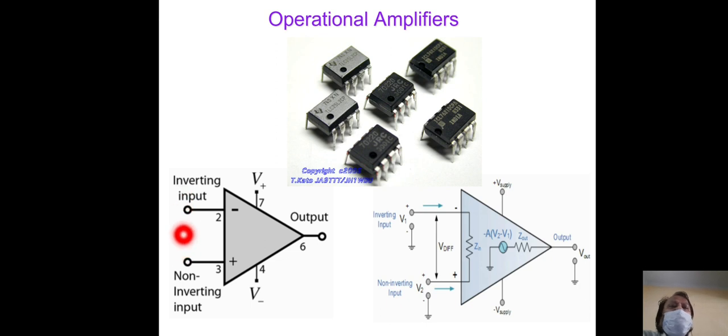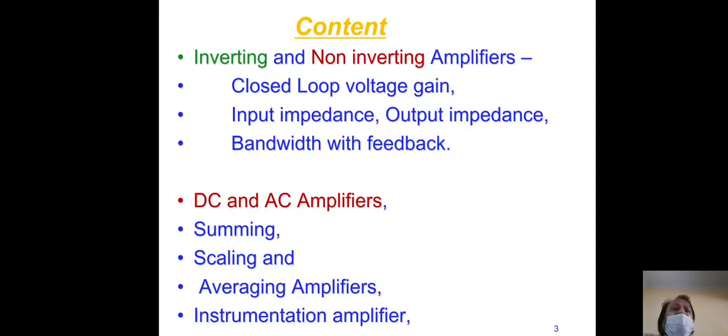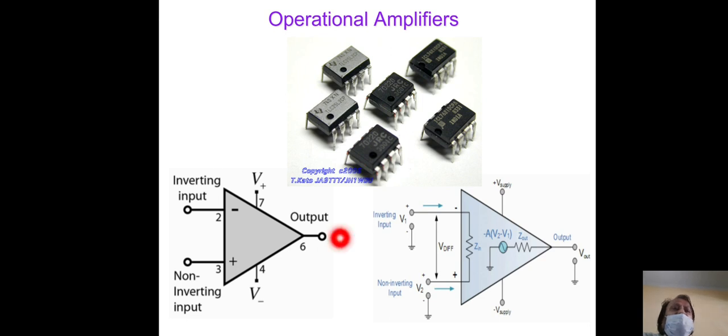Two input ports are present for the operational amplifier, and also two DC supplies are applied to your op-amp, V positive and V negative. Leg 4 and leg 7 are V positive and V negative, the DC source applied to the operational amplifier. Only one output terminal is present, V out, which is leg number 6. So this is the symbol and its configuration.